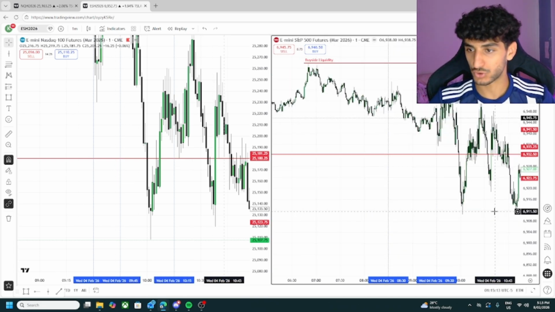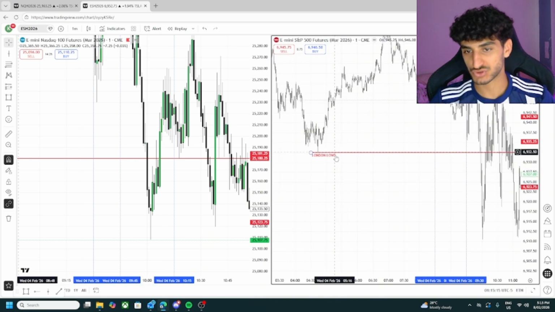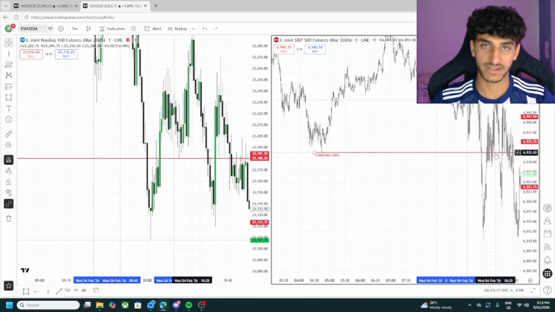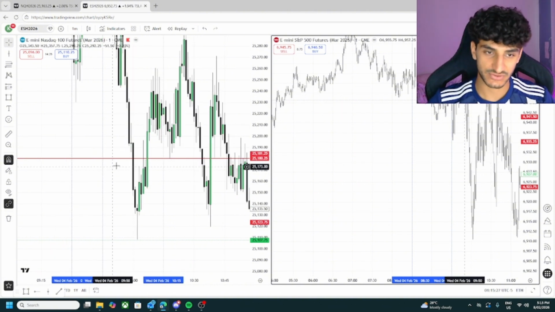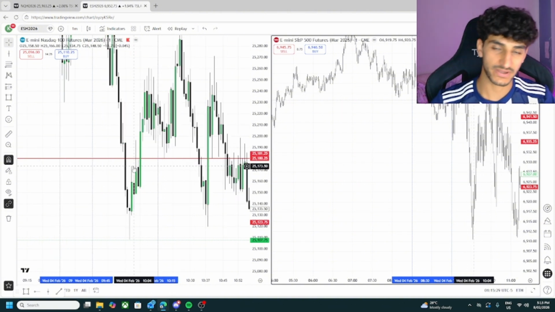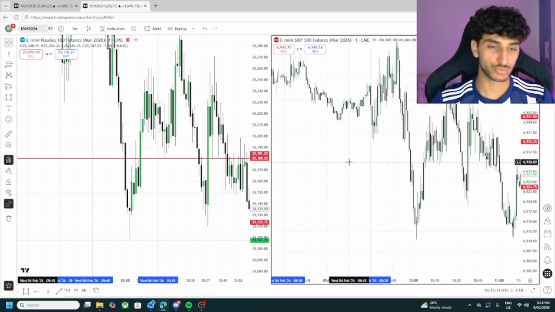Now, again, if we look to the S&P 500, we also get the London lows level getting swept, but we don't have to monitor both liquidity levels. If NQ swept a sell side liquidity level, we don't have to wait for ES to sweep a liquidity level in order for us to take a trade.